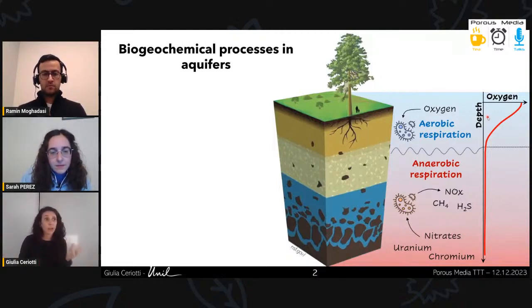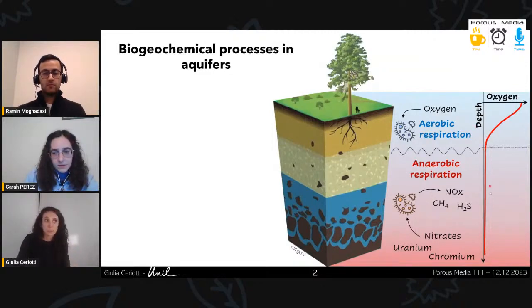One of the most important drivers of microbial activity in the subsurface is oxygen content. Oxygen is supplied to the subsurface from the atmosphere, so what we generally expect to see is that oxygen concentration decreases with depth. This means that the respiration of bacteria somehow responds to this oxygen concentration. So in shallow oxic layers, like soils or shallow aquifers, bacteria are expected to respire aerobically. It means that they take oxygen as electron acceptor, which is the most favorable one.